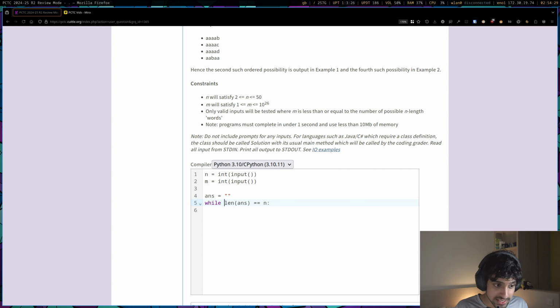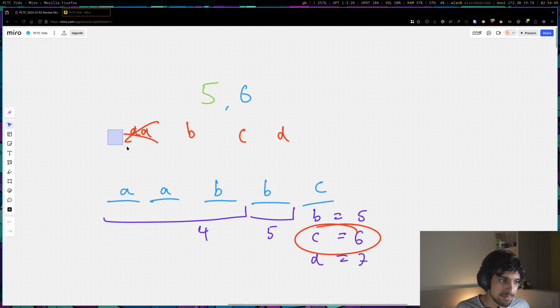So whilst the length of the answer is not as long as it's meant to be, then we are not done solving the problem. So let's just keep repeating the logic we're about to say. What's the logic we're about to say? So we essentially want to do what we did here, which is try out, let's go to that.